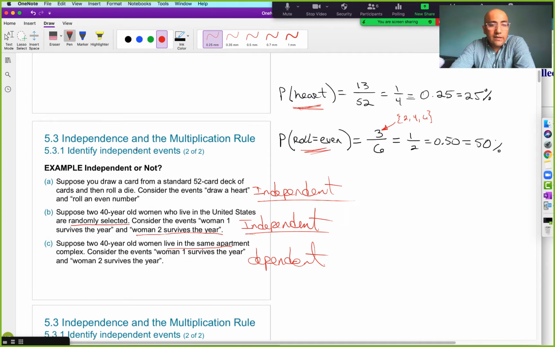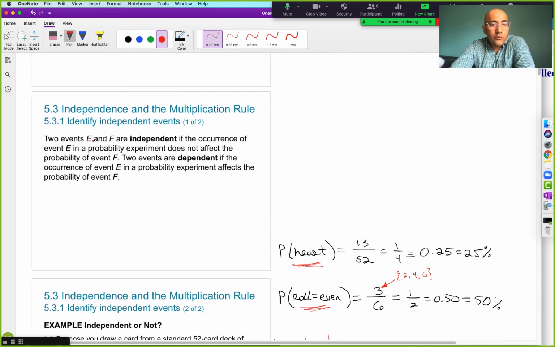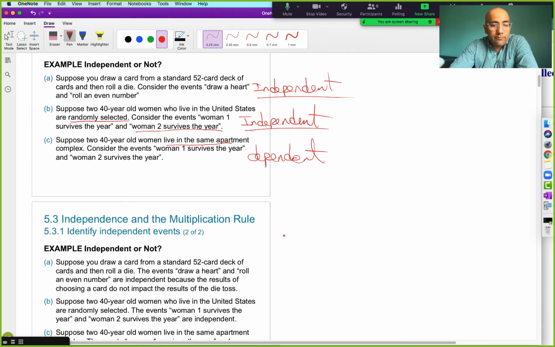And our definition is this. Two events E and F are independent if the occurrence of event E in the probability experiment does not affect the probability of event F. Okay, so we find the probability of E, and then we throw into consideration the fact that event F occurred, and then we recalculate the probability of E, and if that additional information had no impact, then we know that the two events are independent. If it did have an impact, if something did change, then they would be dependent. Okay, and so we'll get into examples like that.